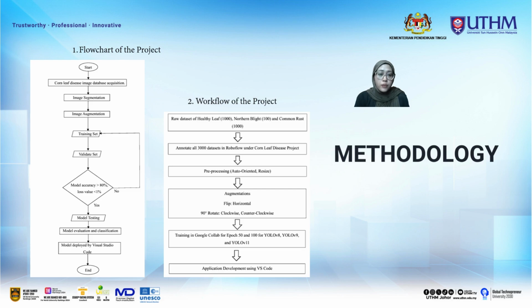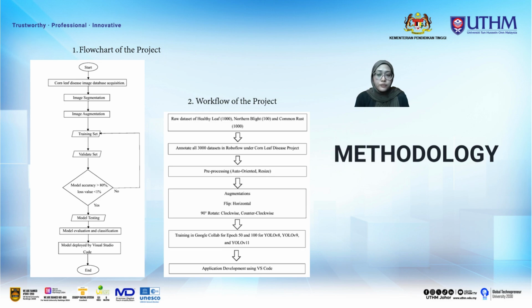I will divide it by 80, 10, 10. After going through training and validation, I will look at the model accuracy and the loss. If the model accuracy is more than 80% and the loss is lower than 1%, I will continue to model testing, and I will do a classification, and then we'll use the dataset to do application development at Visual Studio.